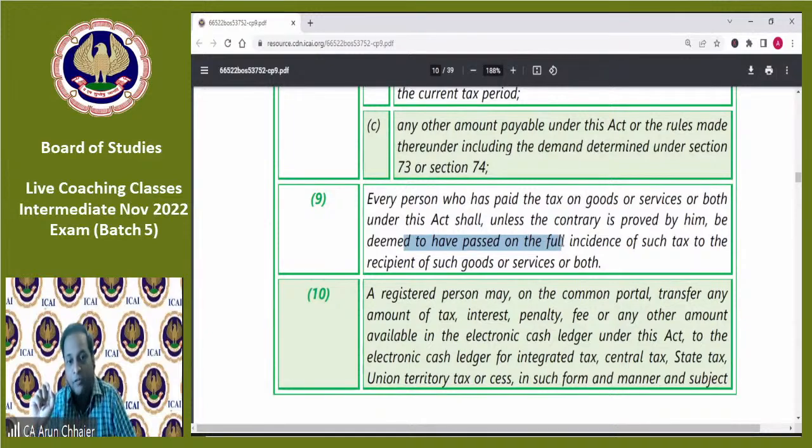So what is the meaning of incidence of the tax passed? If I am supplying goods or services and you have paid the value including taxes to me, it means I have passed the incidence of the tax to the recipient. Is it clear? Rekha, confirm? Yes, absolutely correct. Demand by the tax officer, the GST officer, if they have raised any demand.